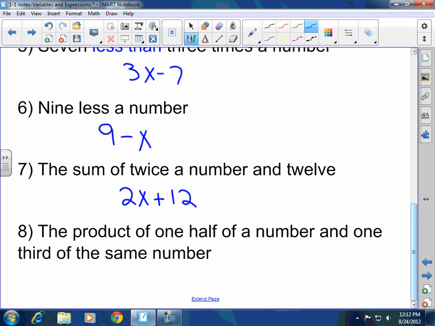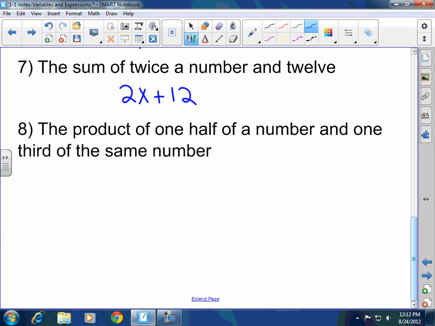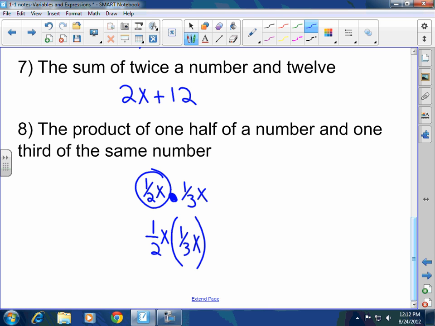The product of 1/2 of a number and 1/3 of the same number. The product, think about this one, guys. The product, so you know you're multiplying something. The product of 1/2 of a number and 1/3 of the same number. Does that make sense? Or you could write it more professionally, 1/2 x parentheses, 1/3 x. That'd be more professional, but that works. But do you see that?